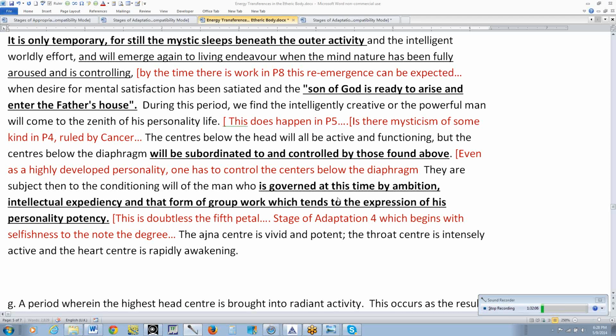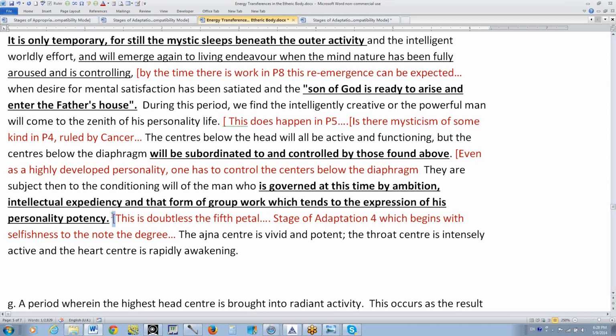But toward the later part of the paragraph, we have here governed by ambition, intellectual expediency, and that form of group work which tends to the expression of his personality potential, which is really a fifth petal type of expression rather than within the sacrifice petals. The ajna center is vivid and potent. Of course, maybe not the very highest potentials of the ajna center are there because it can lead all the way into the spiritual triad. But anyway, vivid and potent.